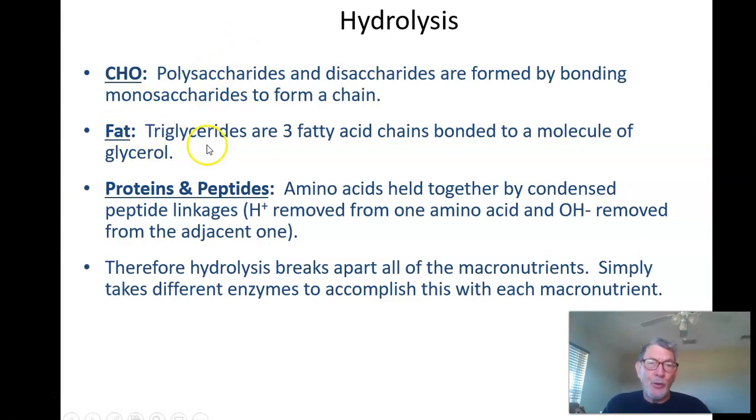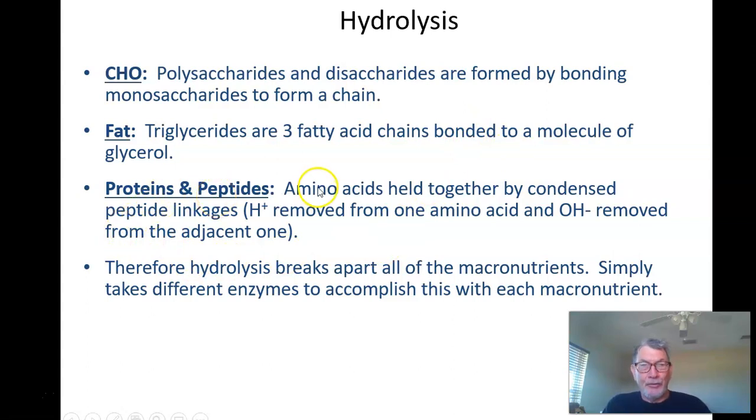Fat is triglycerides, mostly. We have some other fats. These are three fatty acids that are bonded to a molecule of glycerol. It forms a backbone. I'll show you in a second. And you have to take a couple of those off before it's a small enough molecule to be absorbed.